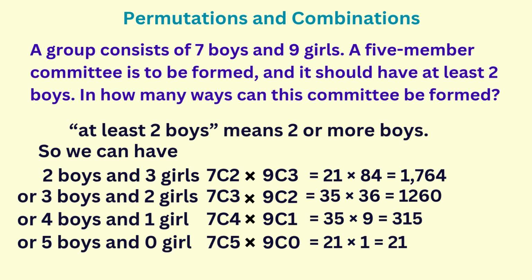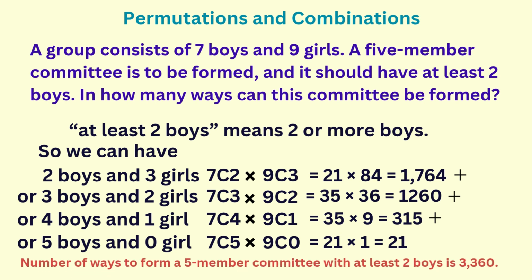Now, let's add all the valid combinations. 1,764 plus 1,260 plus 315 plus 21 equals 3,360. So, the number of ways to form a 5-member committee with at least 2 boys is 3,360. And that's our final answer.